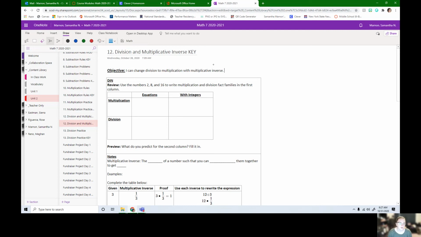So already you've been working with multiplication. Today we're going to start talking about division, and we're going to kind of relate the two using multiplicative inverse. So our objective today is: I can change division to multiplication with multiplicative inverse.